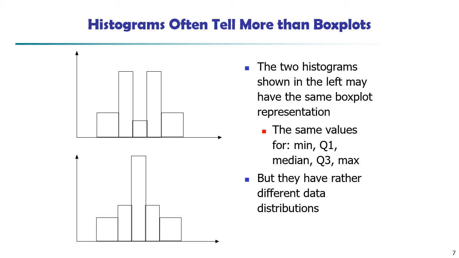Histograms often tell more than box plots. The reason is that the two histograms shown on the left may have the same box plot representation, the same values for minimum, Q1, Q2, Q3 and maximum, but they have rather different data distributions. So with the box plot we can gather limited information, basically only the 5-number summary, which is not the case with a histogram.